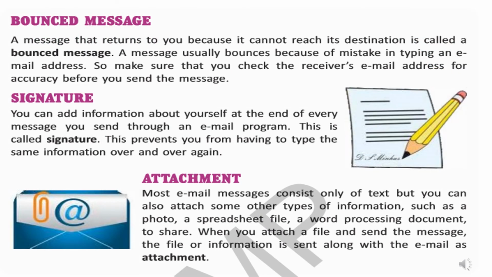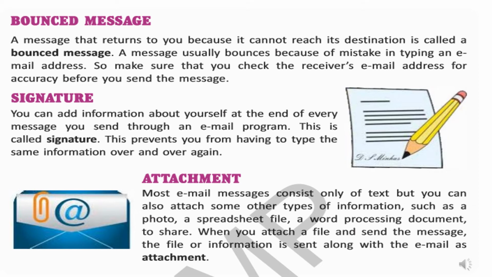Children, here we have a few more terms related to email. First of all, we have bounced message. A message that returns to us because it cannot reach its destination is known as a bounced message. Let's imagine we have made some mistake in typing the address, or the server cannot reach the destination, then that message will come back to us. That is known as a bounced message.